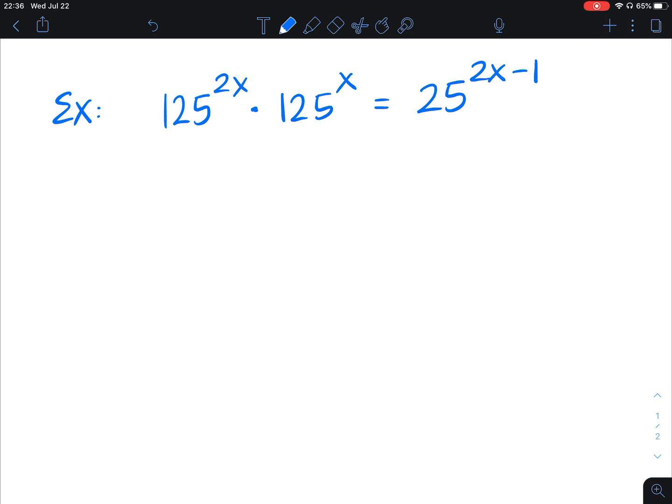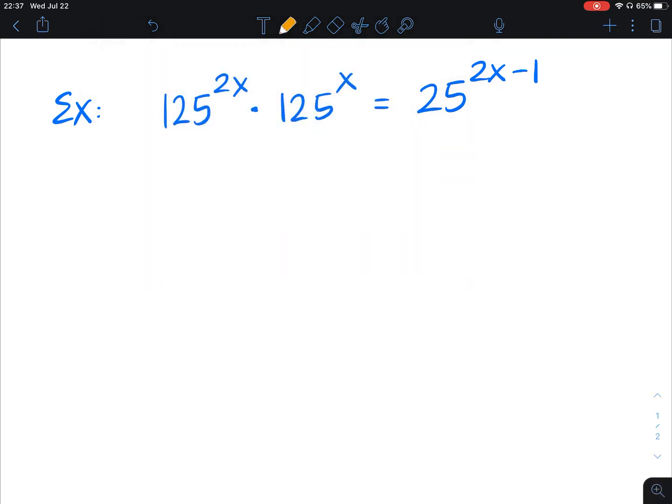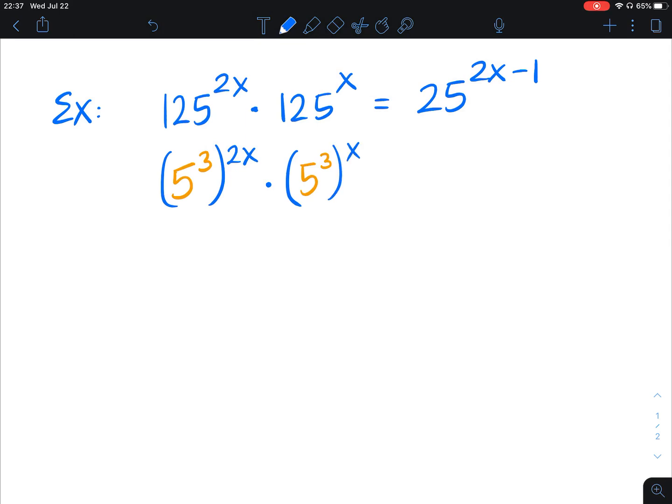When I say, can we make the bases match, I look at my bases currently in this problem and I see a 125, a 125, and a 25. Those are all decent sized numbers, so we want to think about shrinking them down to a smaller base. 125 and 25 both have a base of 5 in common, right? 125 is the same as 5 cubed, so I can rewrite 125 to the 2x as 5 cubed to the 2x. I can do the same thing with the next 125, rewrite that as 5 cubed, and finish off raising it to the power of x.